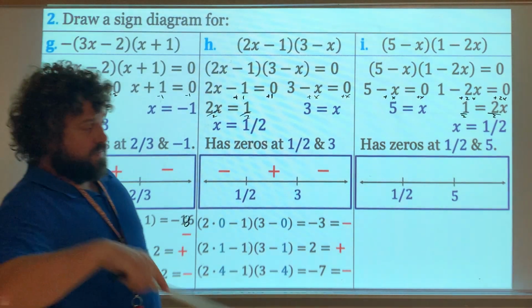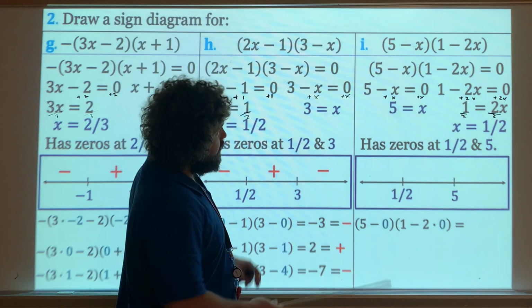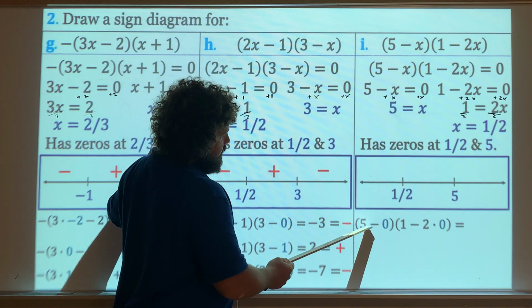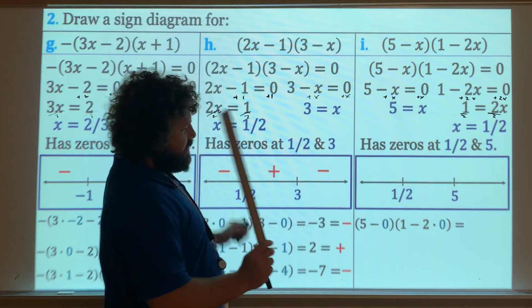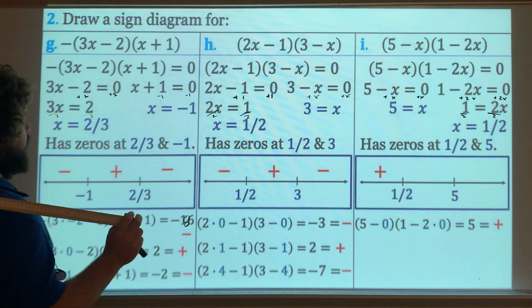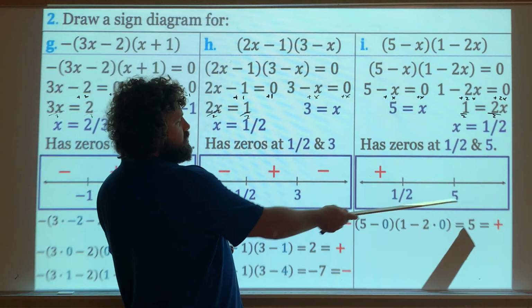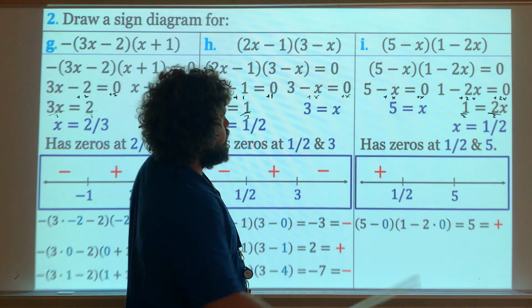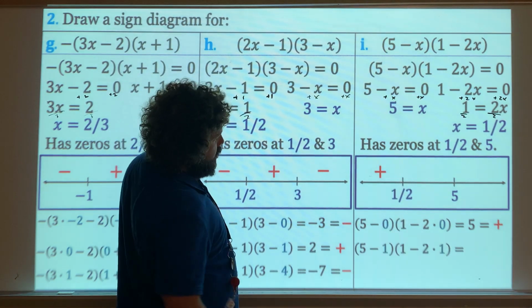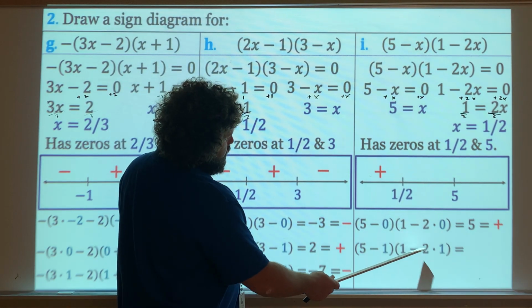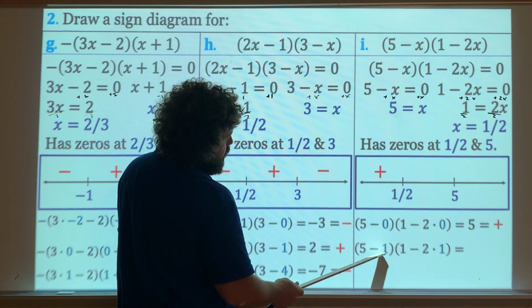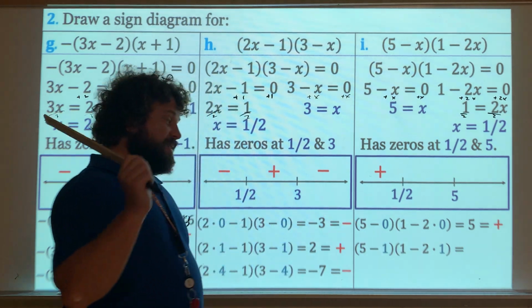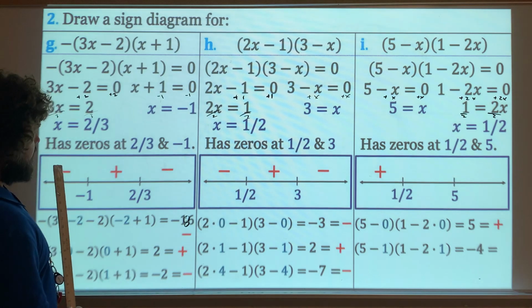Notice 1/2 is less than 5, so it comes first. A number less than 1/2 is 0, or any negative number. 5 minus 0 is 5, times 1 is 5. 5 is a positive number. A number between 1/2 and 5 is 1. 5 minus 1 is 4. 4 times 1 minus 2. So 4 times negative 1 is negative 4, which is a negative number.